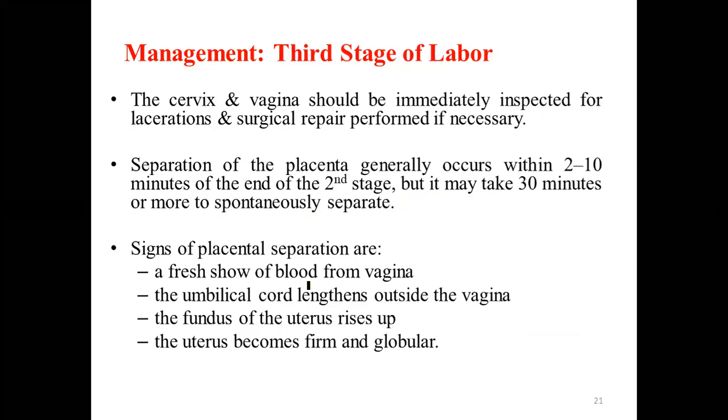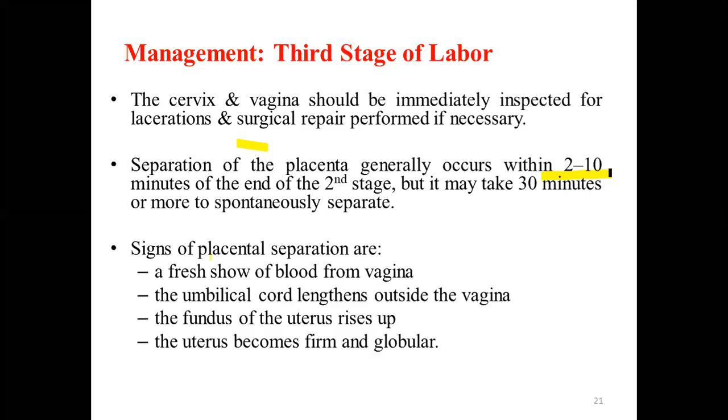But in the third stage, the placenta will be delivered. So in this stage, you have to inspect the genital area for any laceration, then you will do surgical repair accordingly. What we need to be very careful about in the third stage of labor is the possibility of bleeding because of delivery of the placenta. Separation of the placenta generally occurs within a short period of time. Sometimes it may take like 30 minutes to separate spontaneously.